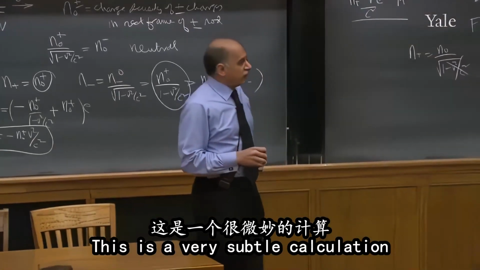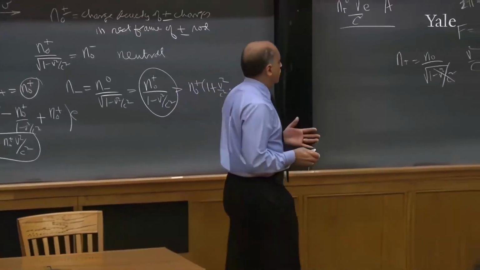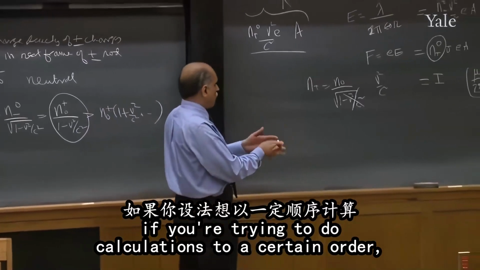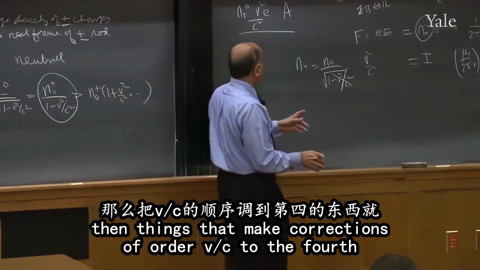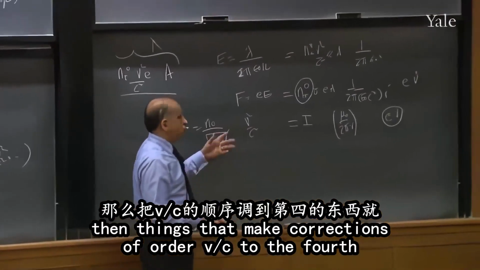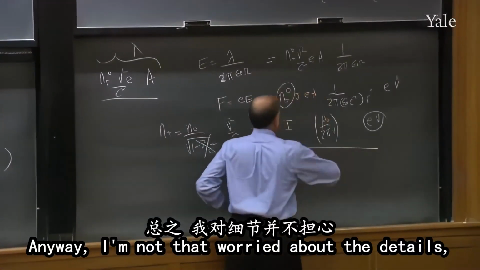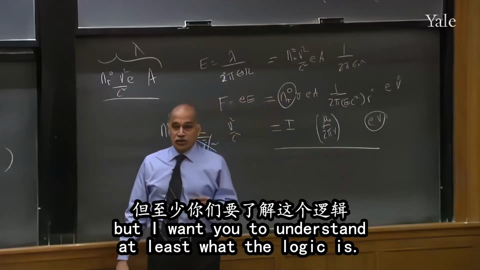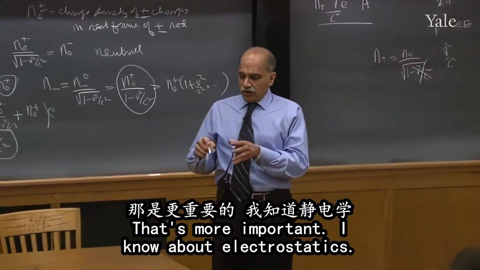This is a very subtle calculation, because sometimes you worry about the difference and sometimes you don't. So the rule always is, if you're trying to do a calculation to a certain order, namely v over c the whole thing squared, then things that make corrections of order v over c to the fourth can be dropped. Anyway, I'm not that worried about the details, but I want you to understand at least what the logic is. That's more important.